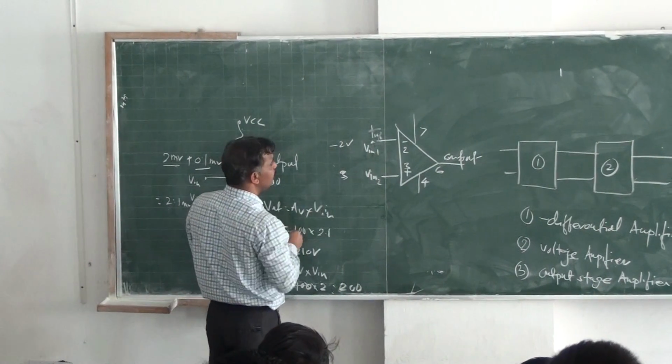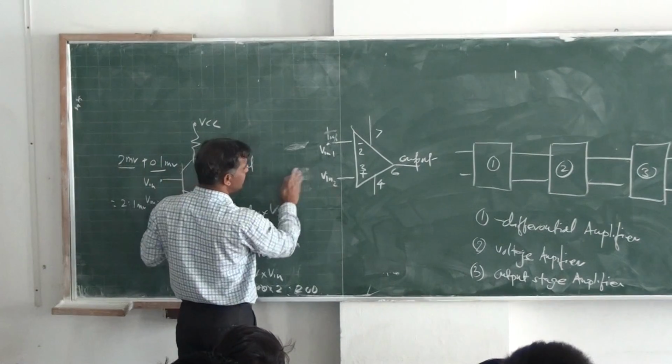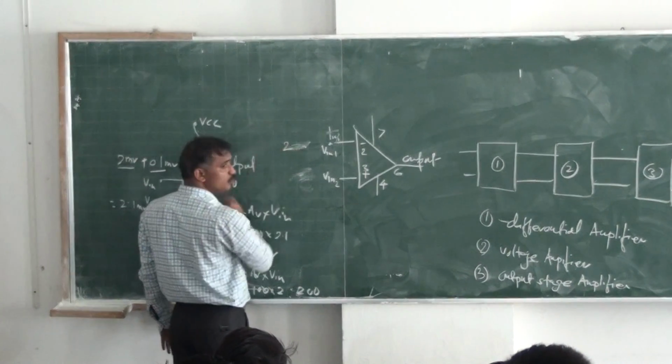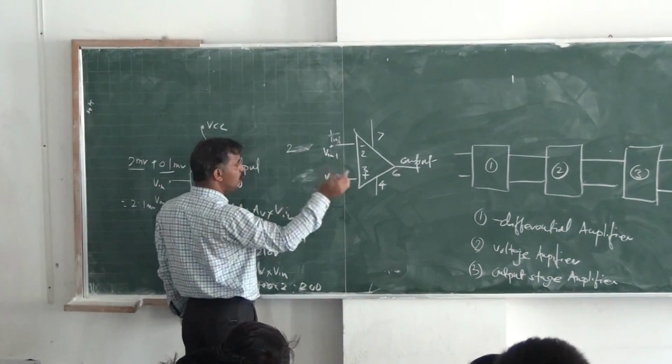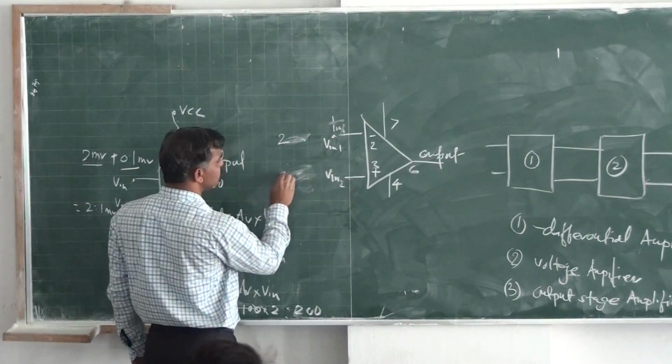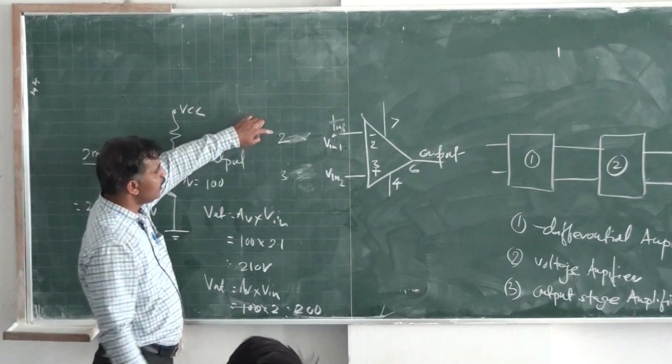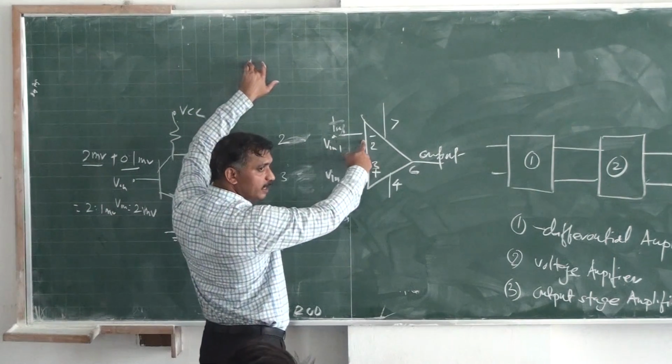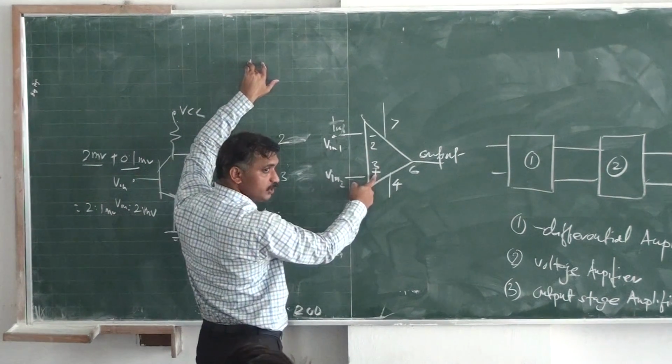In this case, what happens? Let's say we take the same example here. Let's say this is 2 millivolt, the actual signal which you want to amplify, and this is V2, let's say 3 millivolt. This signal is applied at the negative terminal, and this signal is applied at the positive terminal.